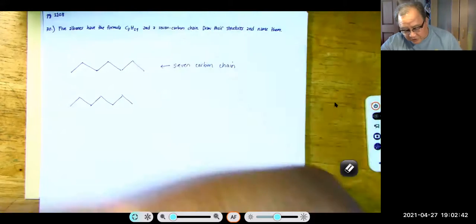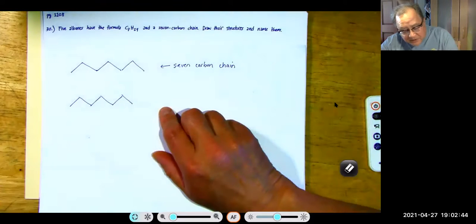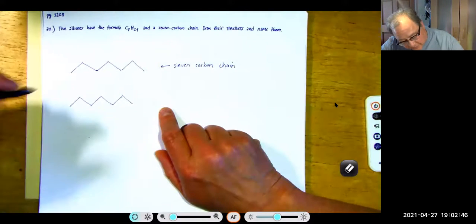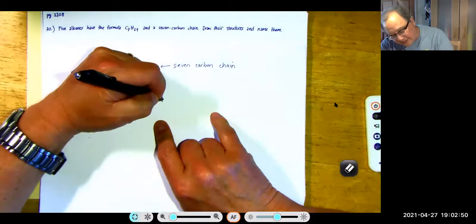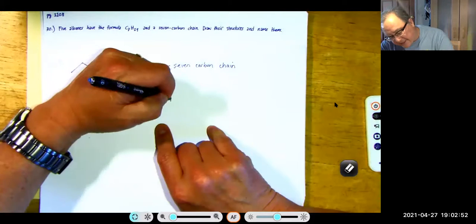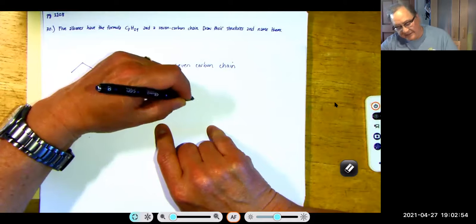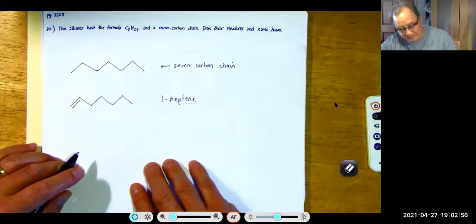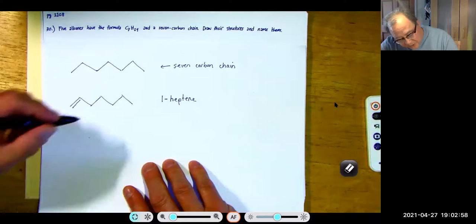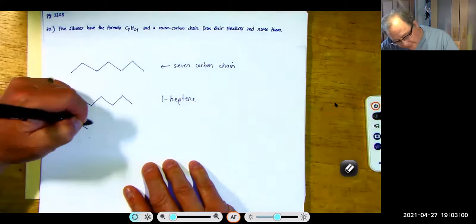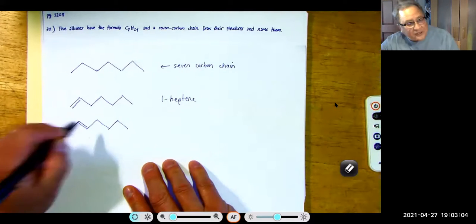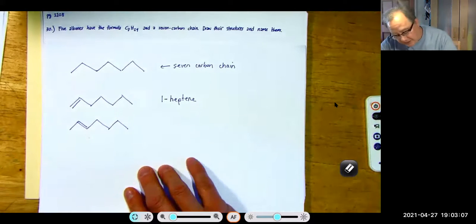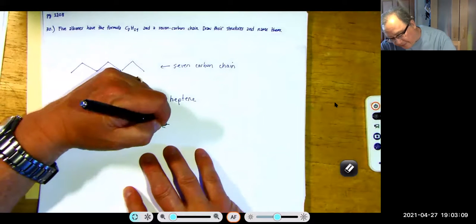Okay, so where am I going to put the double bond? I'm going to start here. This one would be called 1-heptene. Now I'm going to draw the next one. And guess what I'm going to do with that double bond? I'm just going to move it to the next 2 carbons. This would be called 2-heptene.